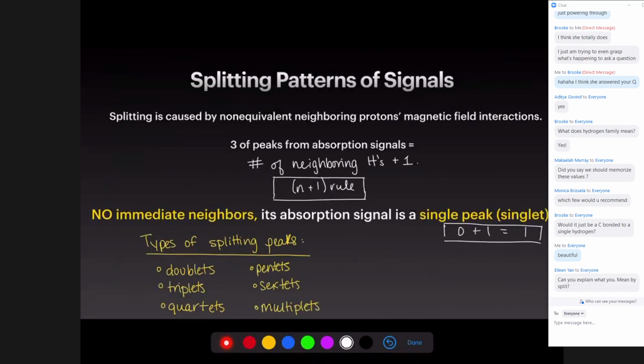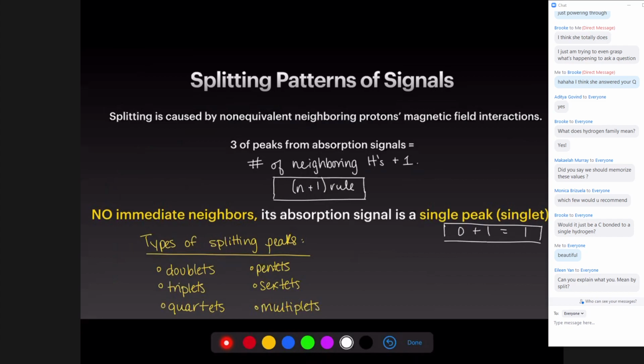Splitting patterns of signals. Splitting is caused by non-equivalent neighboring protons and magnetic field interactions. The machine works by measuring the external magnetic field with the proton's nuclear spin. The peaks come from absorbance signals. The number of peaks is the number of neighboring H's plus one. So that's the n plus one rule.